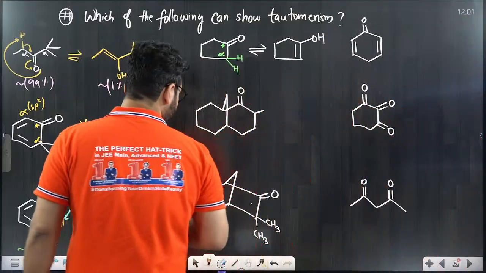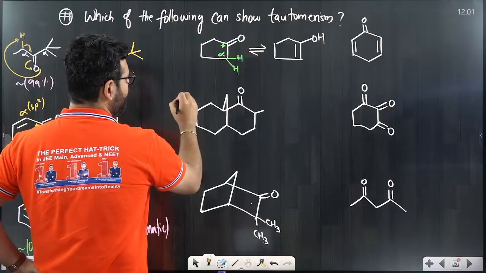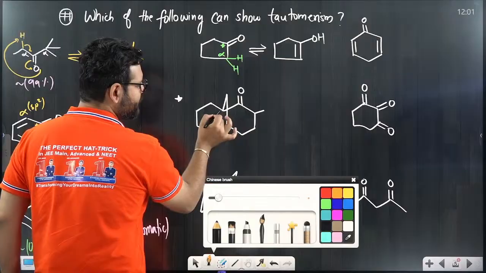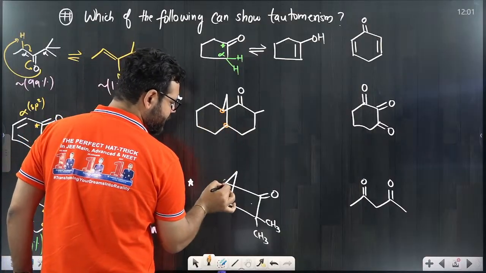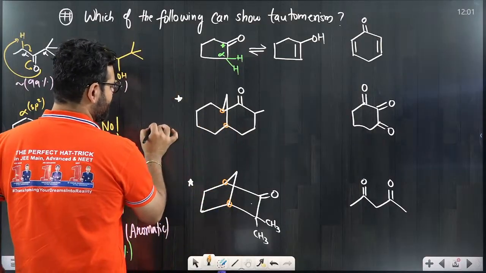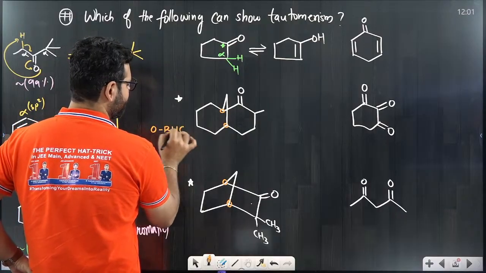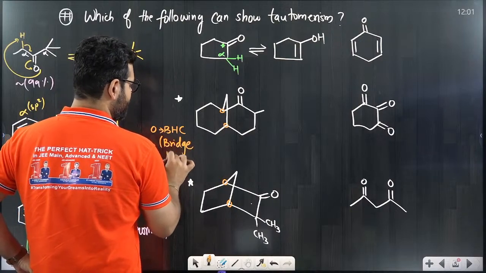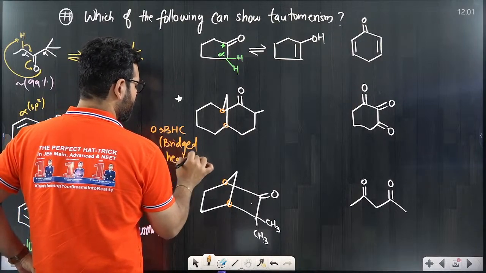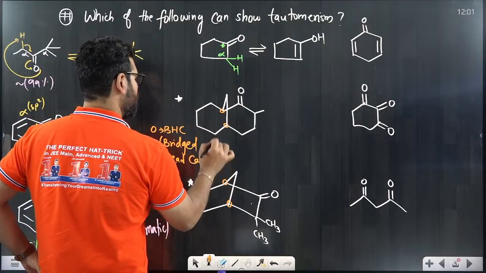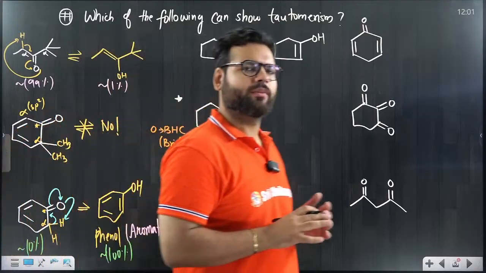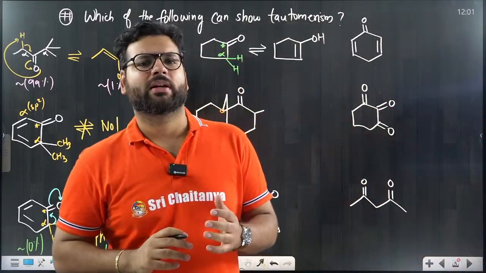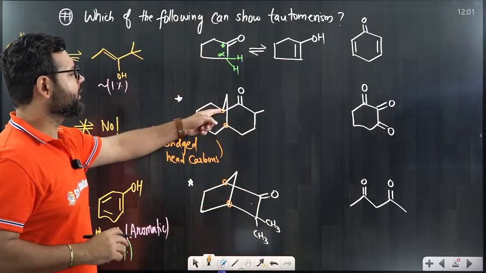Will the next one show? These become important compounds, please remember. These carbons are called bridgehead carbons, from where a bridge starts. These carbons are called BHC, bridgehead carbons. These are sp3 carbons actually. But these carbons can never become planar because from here a bridge is starting.